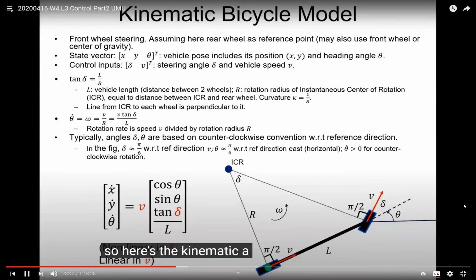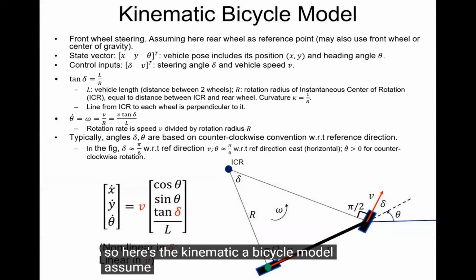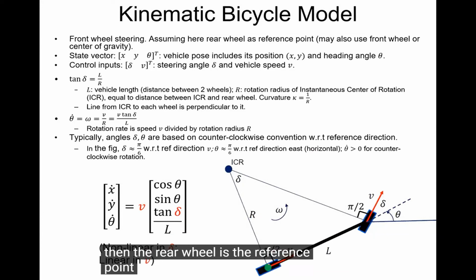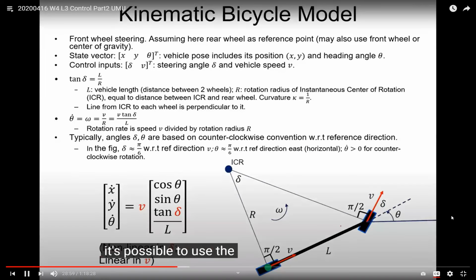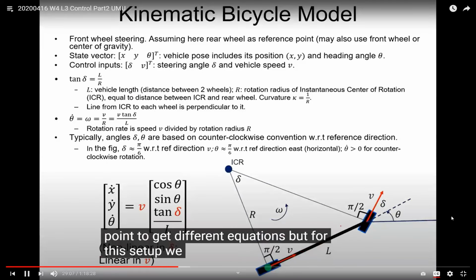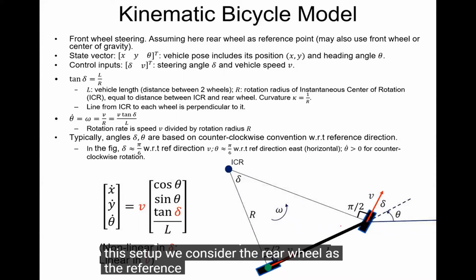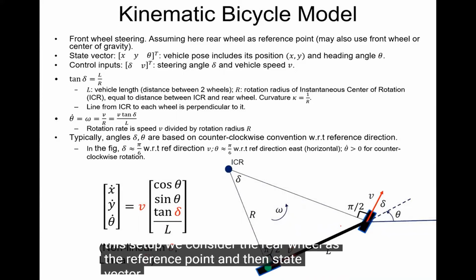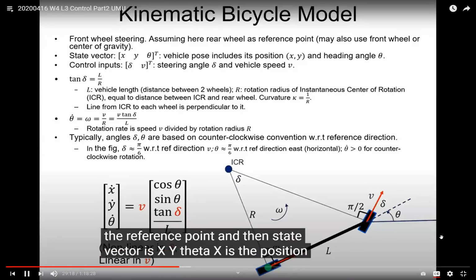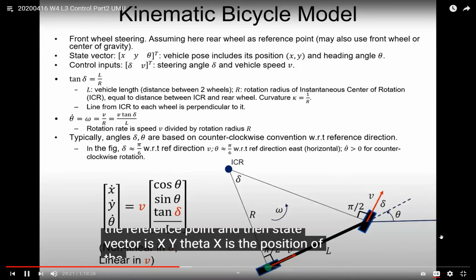So here's the kinematic bicycle model, assuming front wheel steering. The rear wheel is the reference point. It's possible to use the front wheel or the center of gravity as the reference point to get different equations. But for this setup, we consider the rear wheel as the reference point. And then the state vector is x, y, theta. X is the position of the rear wheel.